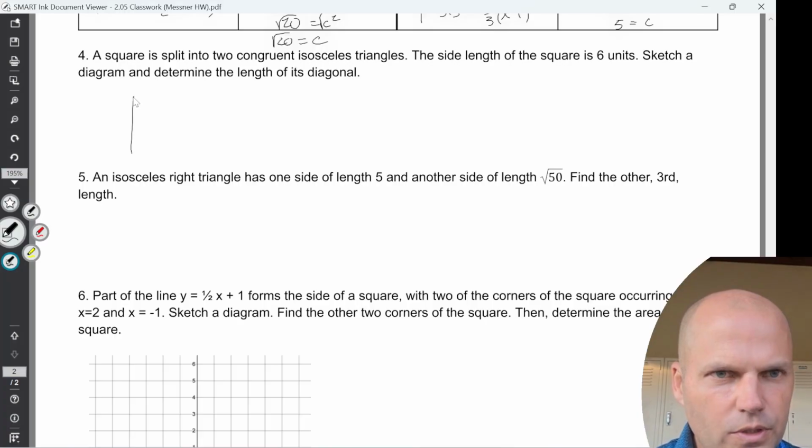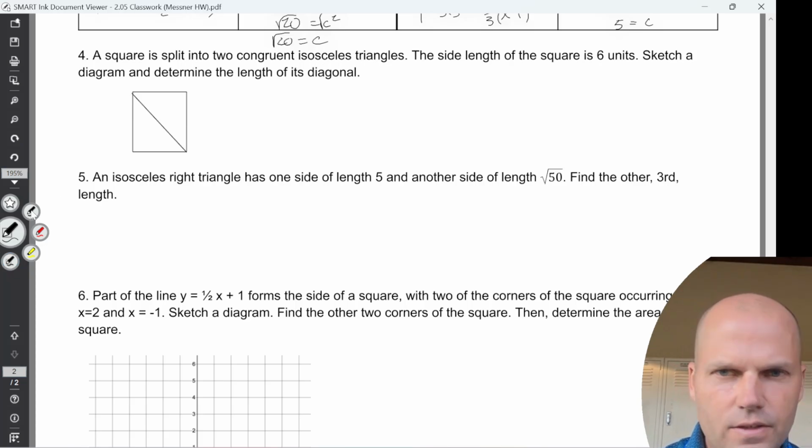A square is split into two congruent isosceles triangles. The side length of the square is 6. Determine the length of the diagonal. Oh, well, look, I have a right triangle. I have side length 6. I'll have this missing diagonal length c. I'll have 6 squared plus 6 squared equals c squared.